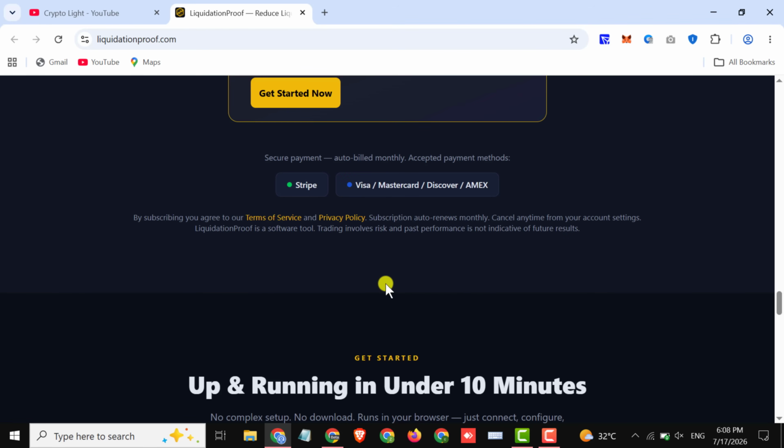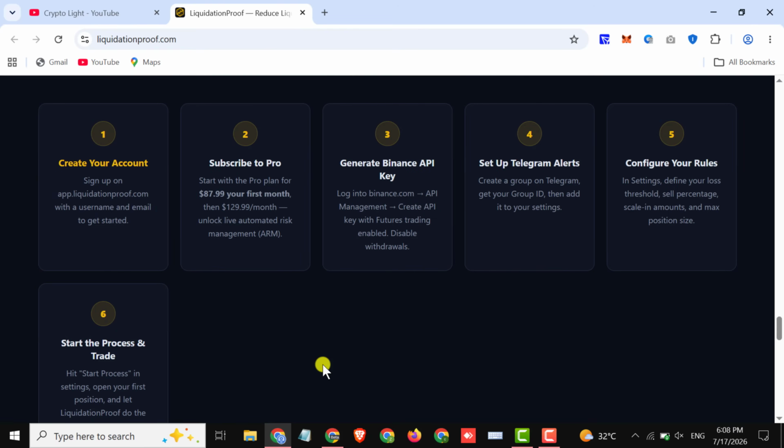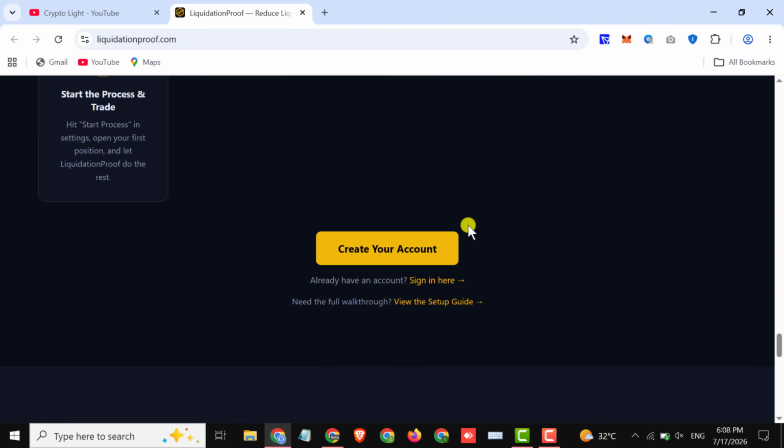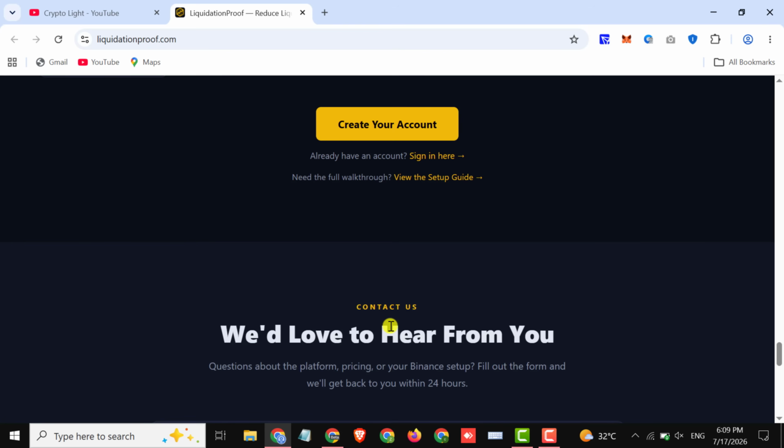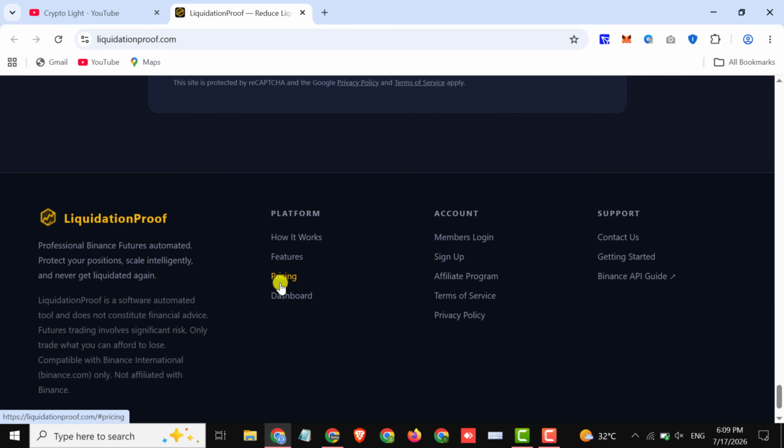This is an outstanding platform. You can also get it up and running in under 10 minutes. No complex setup, no download, it runs in your browser. Just connect, configure and trade and enjoy their features. You can also create your account right here. You can also contact them through their email. Simply write your name, your email address, a subject and the message you want to send, and submit. And here you can check out further details.